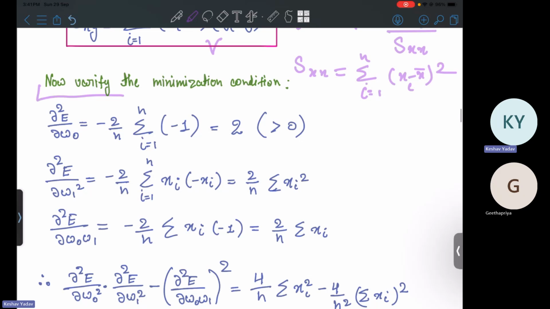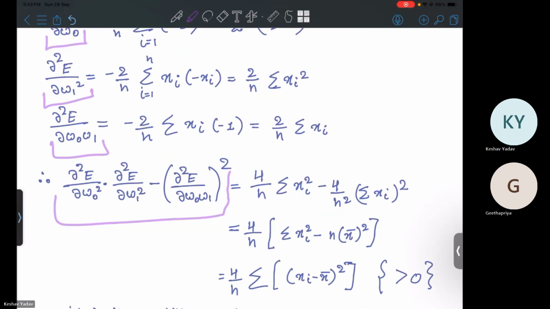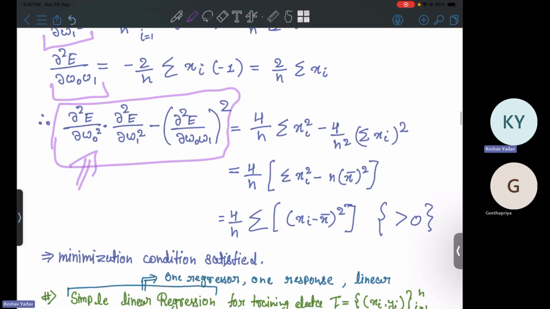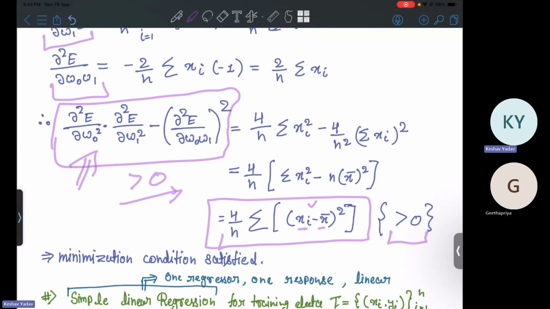Now we can verify whether this is actually a minimum or not. So we can find these three terms, and once we do this to verify the expression, you will get this term. This term is xi minus x bar whole square. This is a positive term, and the summation of positive terms will lead to a positive term. It means the whole expression is greater than 0, which means it is indeed a minimum. Clear?